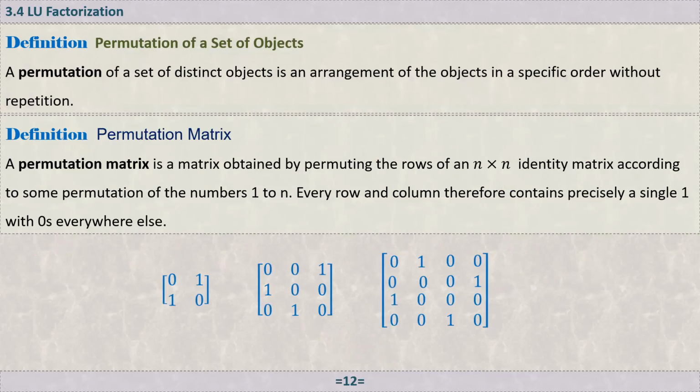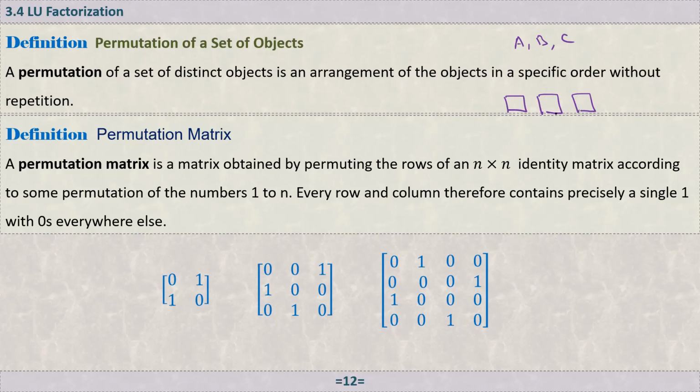Okay. First, let's start with this definition: permutation of a set of objects. A permutation of a set of distinct objects is an arrangement of the objects in a specific order without repetition, right? For example, a simple example, let's say here we have three letters. Okay, here we have A and B and C. Okay, and if you're using this A, B, C, this is a kind of car plate. In how many different ways can I write here? Either I can write here A, B, C, or A, C, B, or B, A, C, or B, C, A, or C, A, B, or C, B, A. Here we have 6 different ways, right?